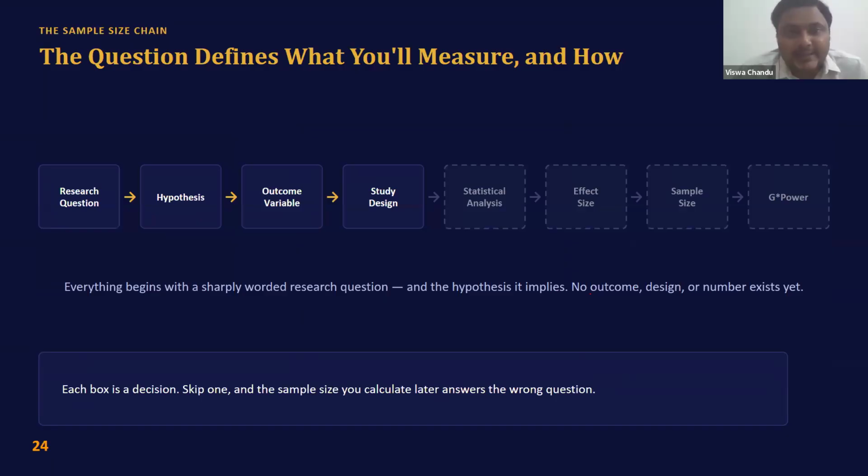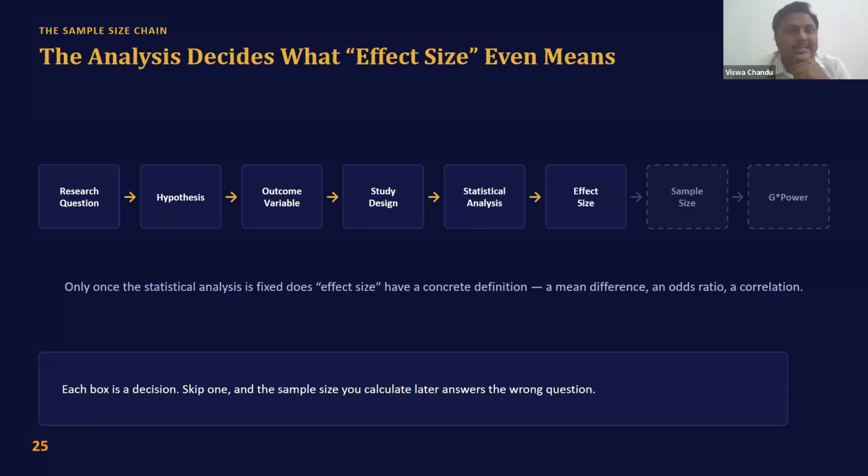And the sample size chain, it goes this way. So you have a research question, you framed a hypothesis, you listed what your outcome variables are, you identified your study design, you chose what your statistical analysis is, you identified your effect size, then only you can calculate your sample size, and then only G*Power comes into the picture. So when I said at the beginning of this webinar that it is not a demonstration of the sample size estimation software, I meant this. There is a whole lot of decisions you have to make before you actually get to use the software. So that is very, very important to identify when you are calculating the sample size.